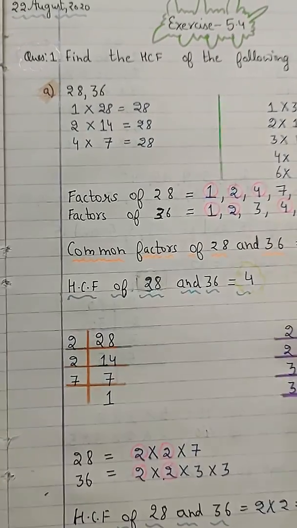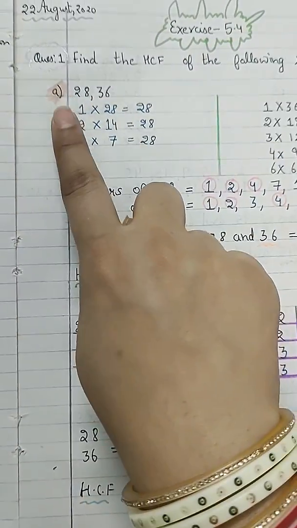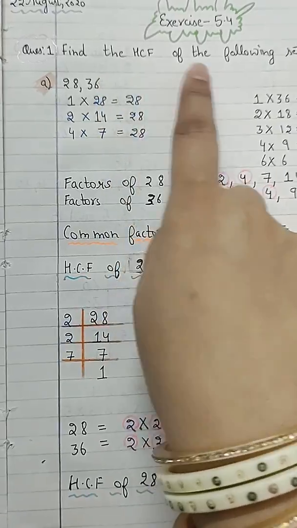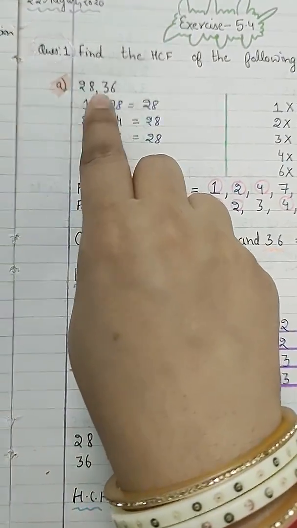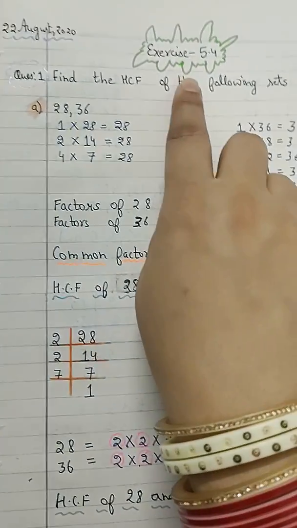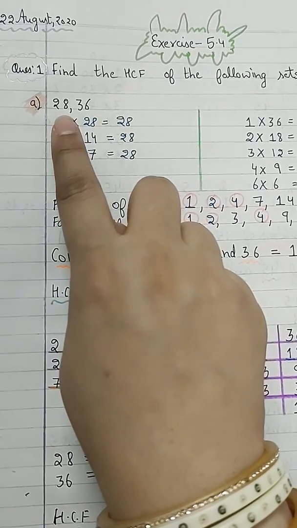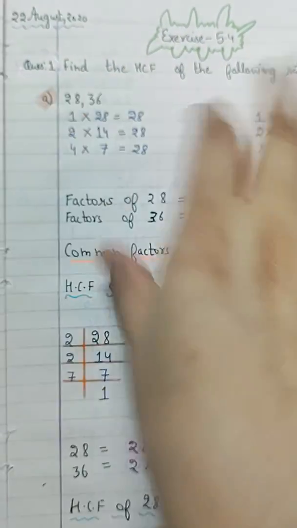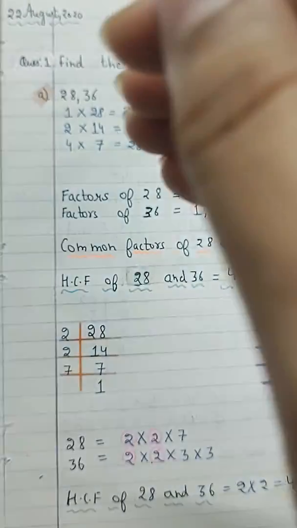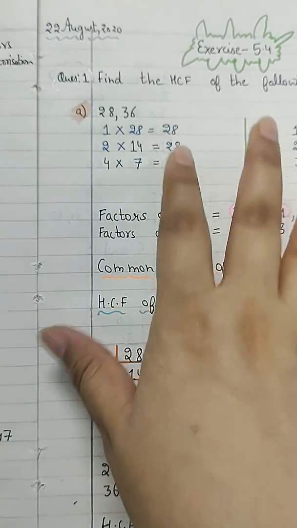So firstly, what is the question? Find the HCF of following sets of numbers. You have been given the numbers 28 and 36 in exercise 5.4, page number 93. Now we have to write all the factors that it is having. Always start from 1, because 1 and the number itself will always be factors.